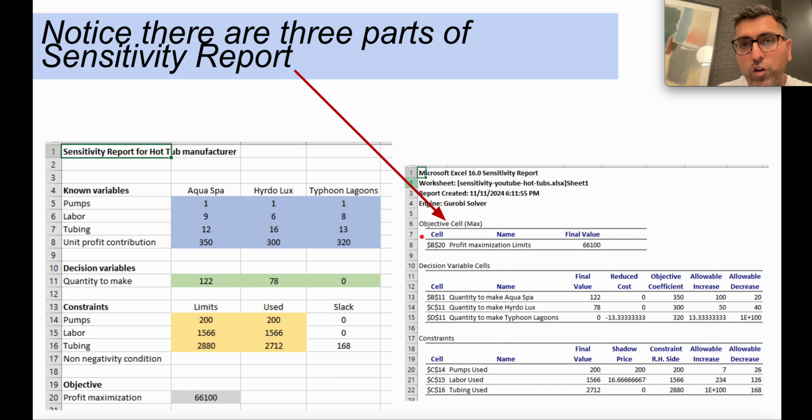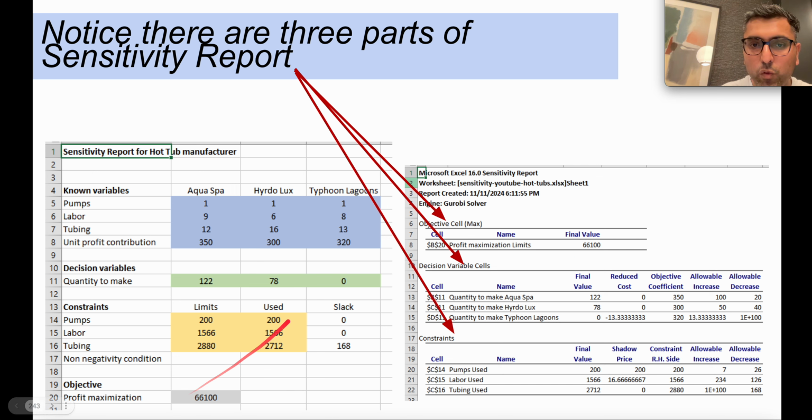The first thing to know is that the sensitivity report has three parts. It has information about the objective cell, or whatever your objective function is, which is this part. We want to maximize profits, so it tells you clearly that you will have $66,100, and that matches what was outputted here. So the maximum profit is 66,100. The second part is the decision variable cells, and the third part is constraints.